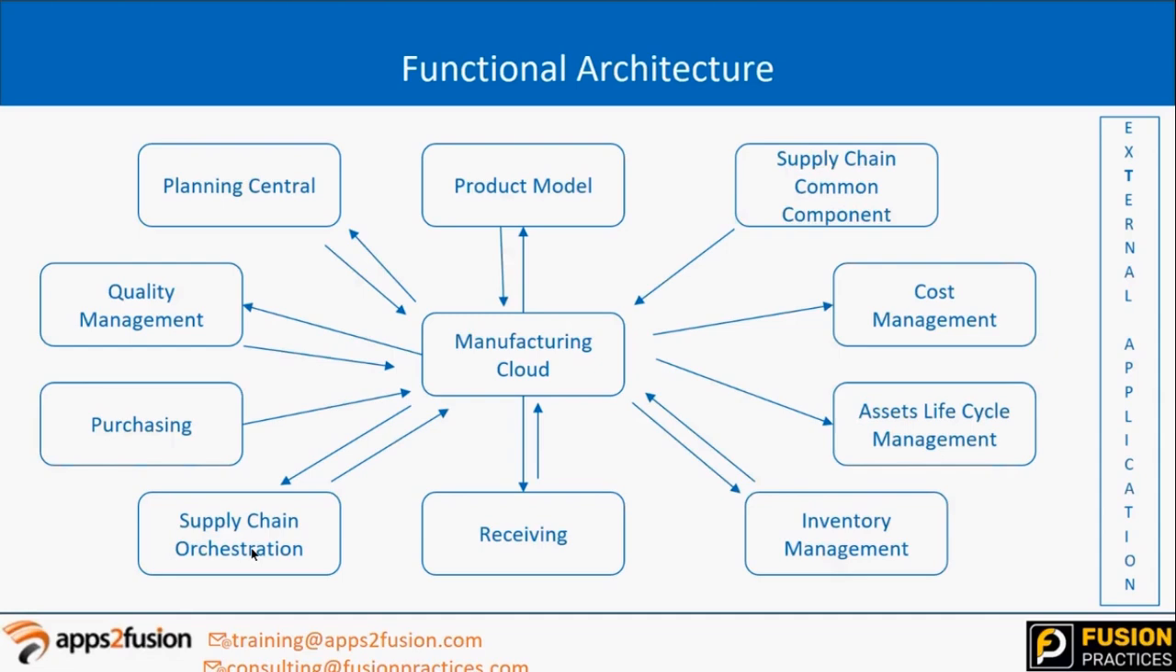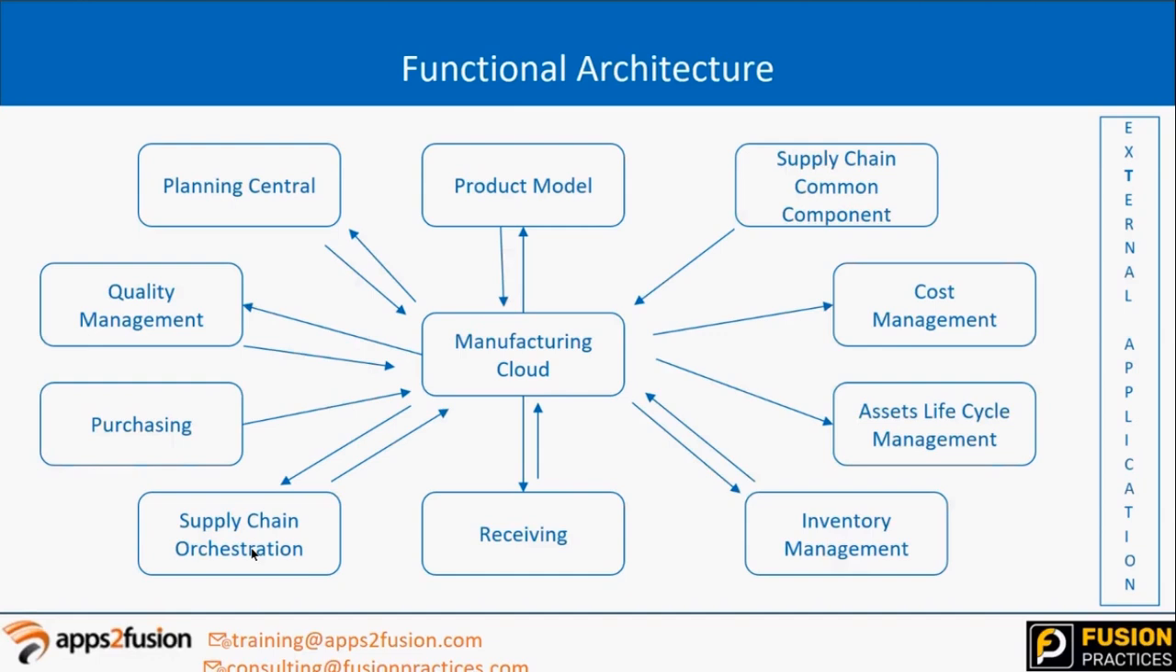In the distributed order orchestration, you can say it orchestrates the demand. So distributed order orchestration is very closely tied to order management. Whatever demand it gets from order management, it orchestrates that. So you have a single view of your demand in the distributed order orchestration. It is typically called DOO. And supply chain orchestration is a single view of all your supply in the Oracle Cloud.